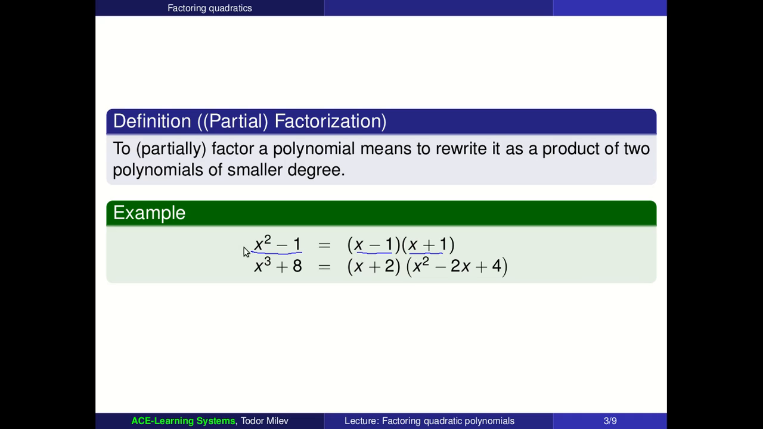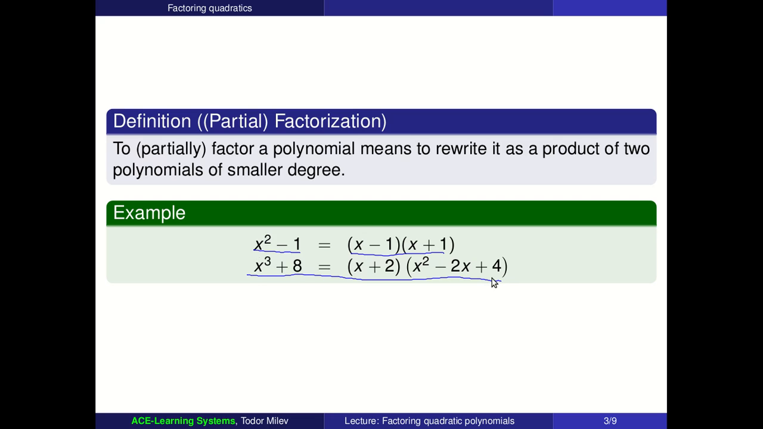So I've taken a polynomial of degree 2 and I have represented it as a product of two smaller polynomials. Smaller in the sense that the variable x here is raised at the first power, and here I'm also having x to the first power, whereas here I'm having x to the second power. Here's one famous example of a factorization, and here's another one.